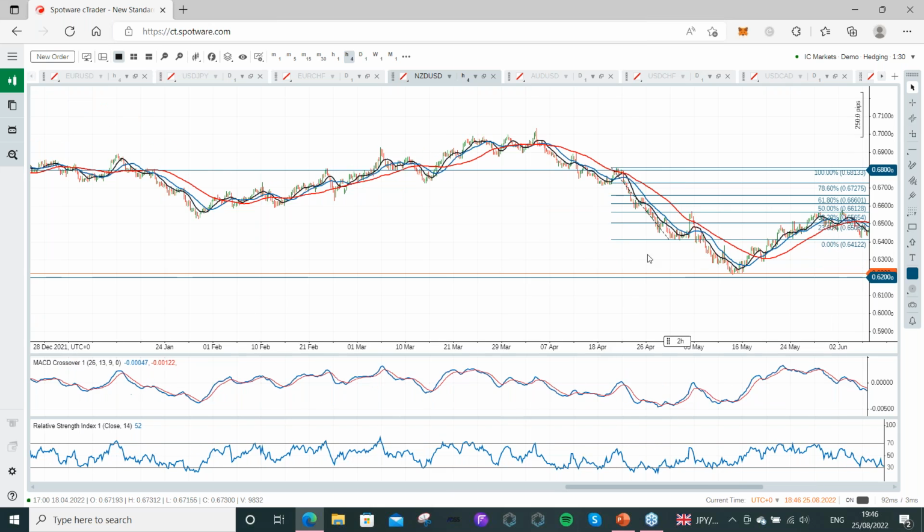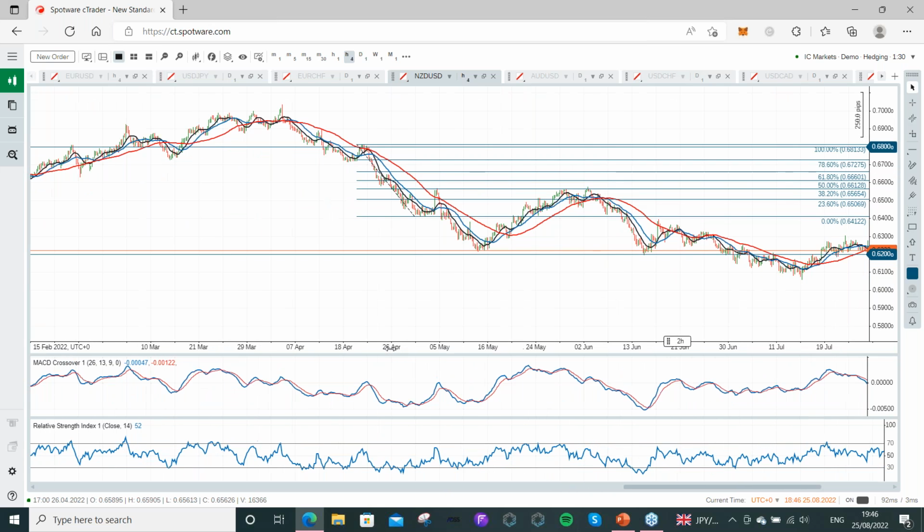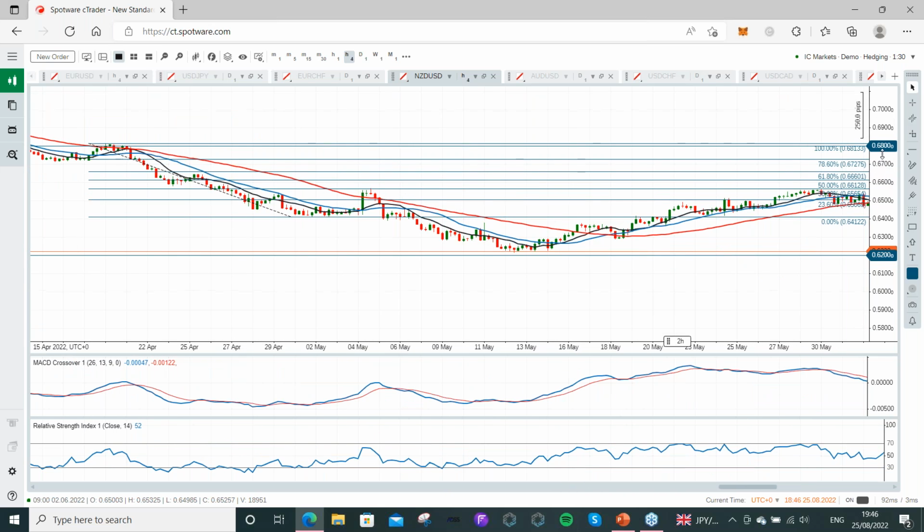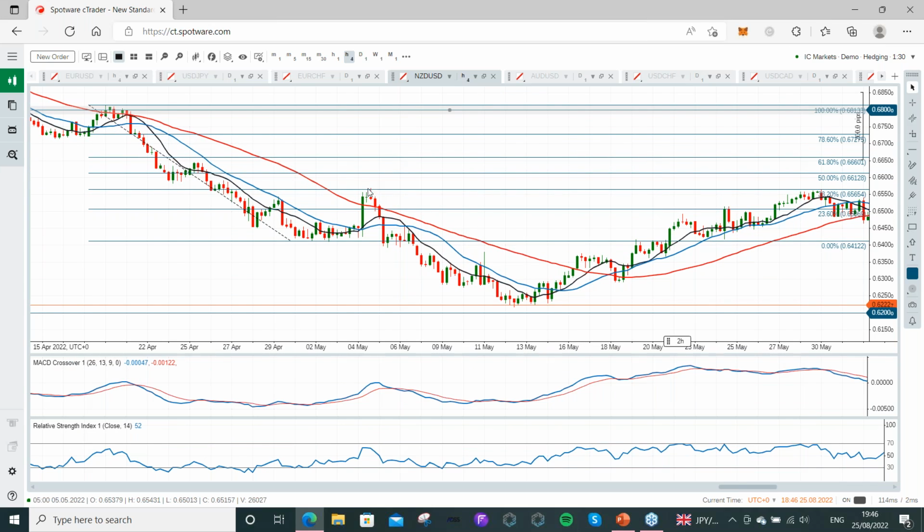So on this 4-hourly time frame, here's that Fibonacci level retracement here, and then what we've actually got is price coming down and forming a bit of a horizontal level of support. This horizontal level of support, really we would want to see that broken before we start to trade.